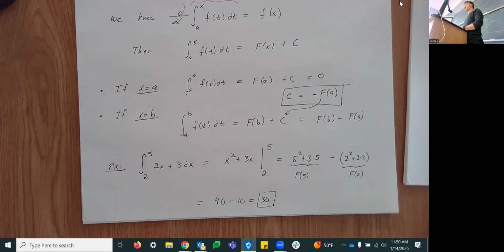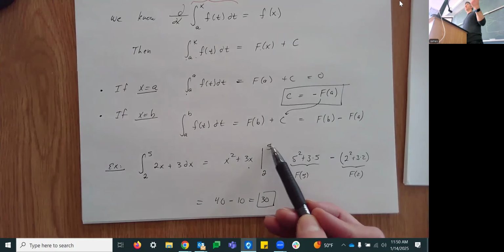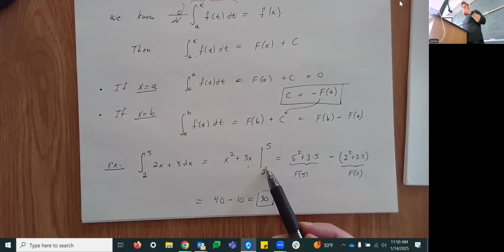So all of this machinery gets us to the more useful piece of information: if you're trying to find the area under a curve and that function is antidifferentiable, so it's not sine of x squared or e to the x squared, then we can find the net area under the curve above the x-axis by anti-differentiating the function, plugging in the top limit first, subtracting, and plugging in the bottom or the left limit second.